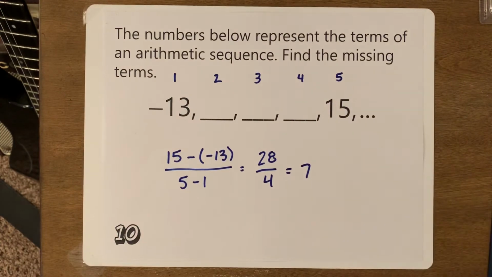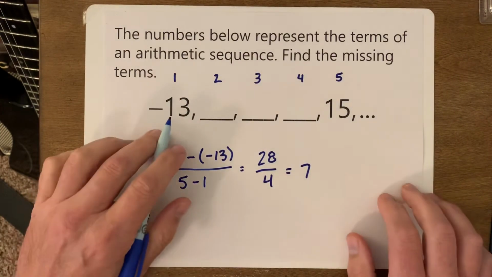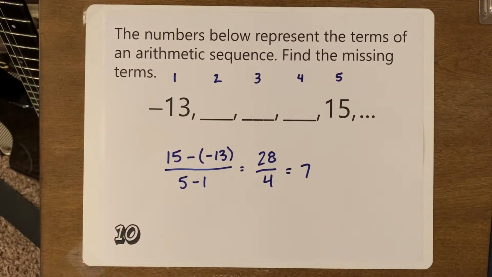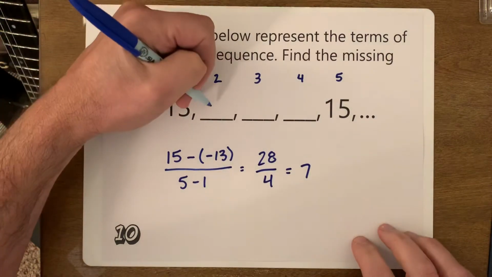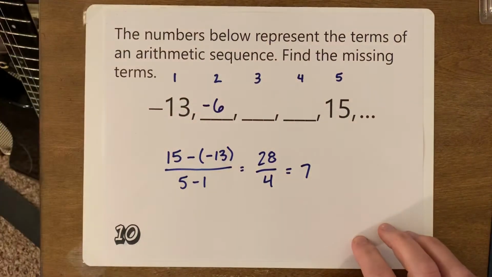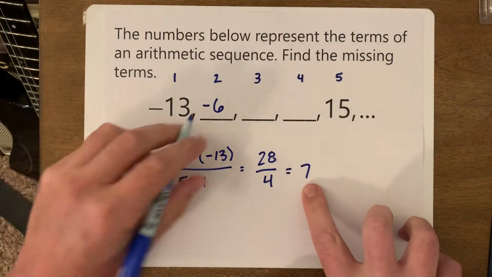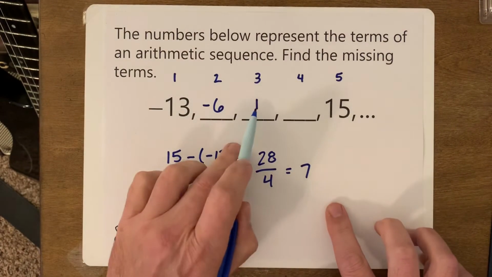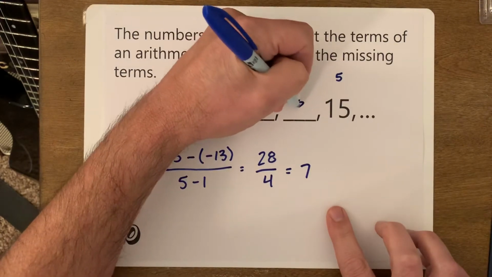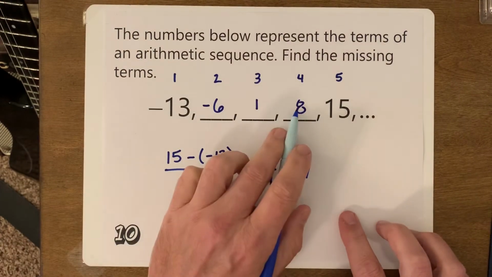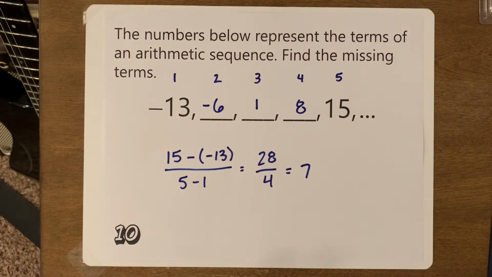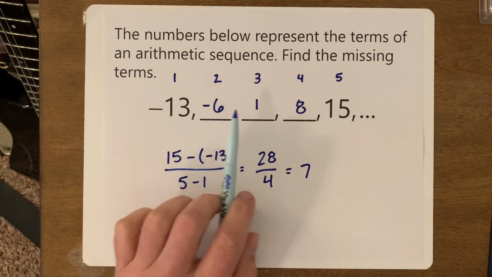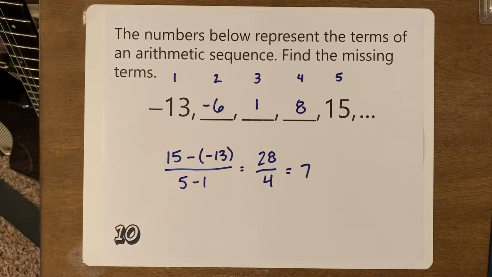And so it looks like we're adding 7 each time. So if we add 7 to negative 13, we would get negative 6, right? Okay, if we add another 7 to negative 6, we would get 1. If we add another 7 to 1, we would get 8. And if we add another 7 to 8, we'd get 15. So it looks like negative 13, negative 6, 1, 8, 15 is the sequence that we're looking for.